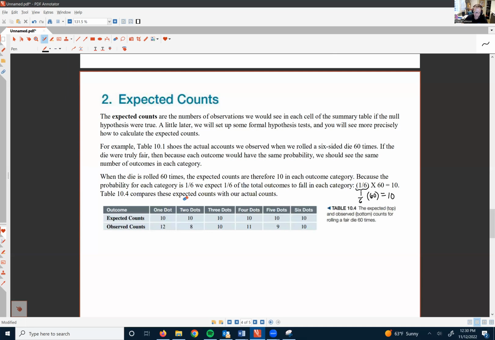Table 10.4 compares these expected counts with our actual counts. So in table 10.1, we saw observed counts, and the expected counts should be 10.